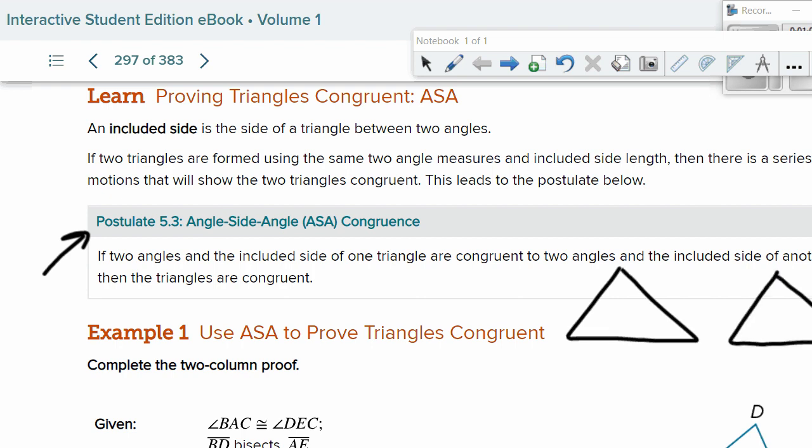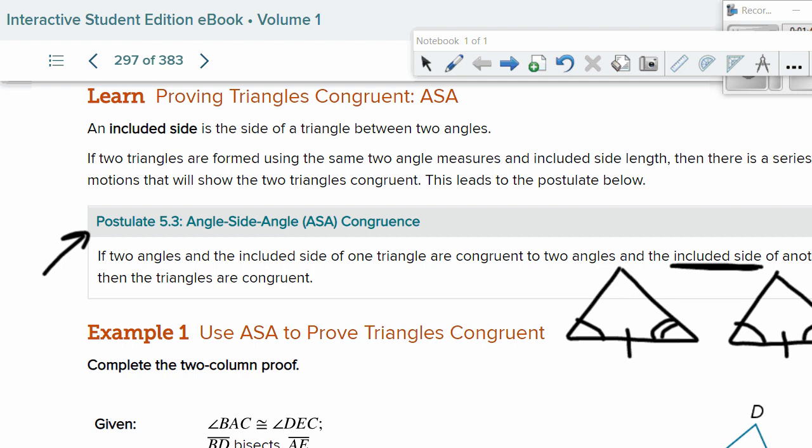ASA is a way of proving two triangles are equal by having two angles that are equal and an included side, which means the side between the angles. So if I show that this angle and this corresponding angle are equal, and then I take this angle and say it's equal to this angle, the included side is the side that connects those two angles. So it would be this side. If I get this situation, I get the rule angle side angle. I can now say that everything in both triangles is going to be equal.